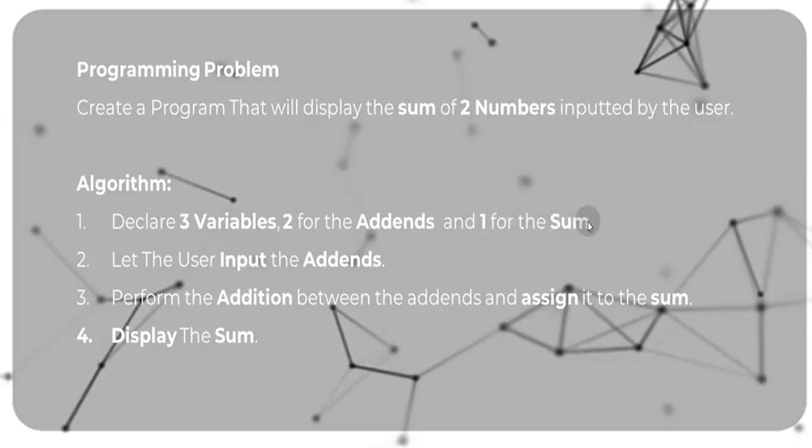So we have four steps. The first step is you need to declare three variables, two for the addends and one for the sum. Then you will let the user input the addends. You're going to input the two numbers, and then after that, you perform the addition between the addends and assign it to the sum. And then finally, you're going to display the sum. So when you follow these four steps, you'll be able to solve the problem, which is to display the sum of two numbers inputted by the user.